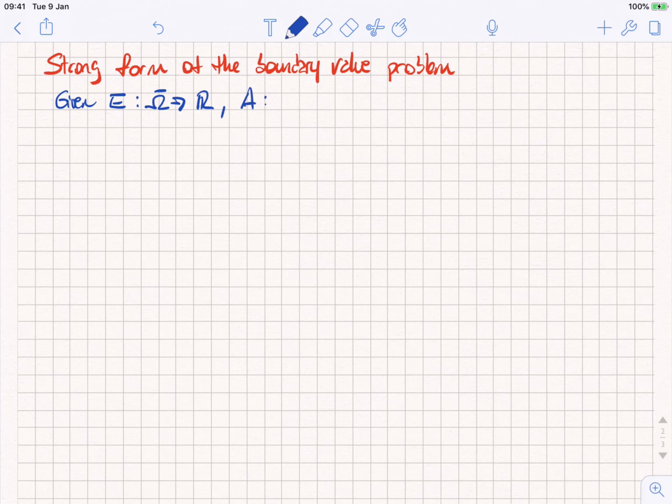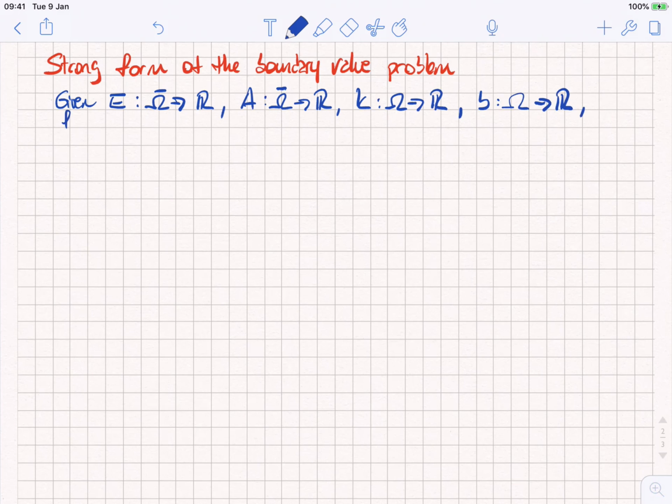A, which is the cross-sectional area, which is also defined in the closure of omega, and it's also a scalar. My distributed spring, which is defined in omega, look at, I'm using the open set now because I really do not need to define that in the closure. It appears nowhere in the equations of the boundary condition, so I do not have to define that in the closure. Then I have b, also from omega to scalars.